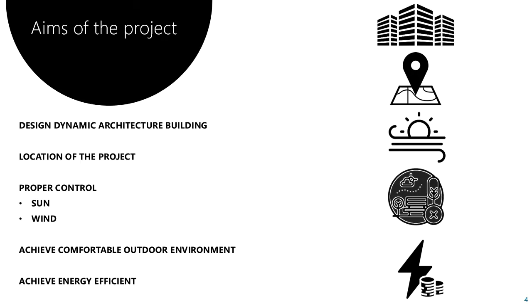The study aims to design a dynamic architectural building that can respond to daily changes of the environmental factors. It should take into consideration the location of the project, which is Munich, in the case of the administrative building. There should be proper control of the sun shading pattern and of the ventilation, and it should be designed to achieve a comfortable outdoor environment and to respect the surroundings. It should also achieve energy efficiency using sustainable materials.